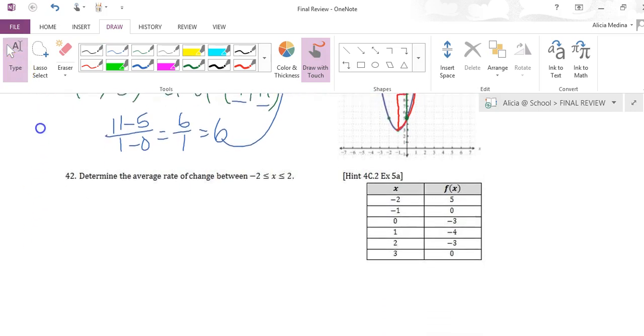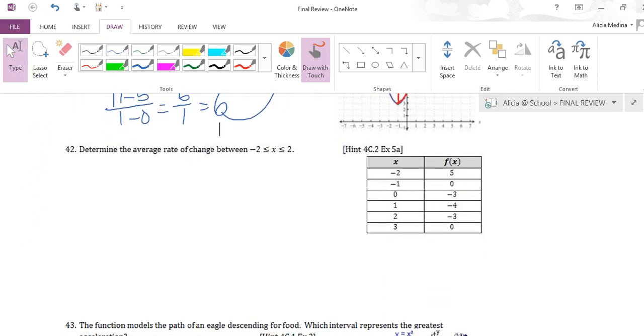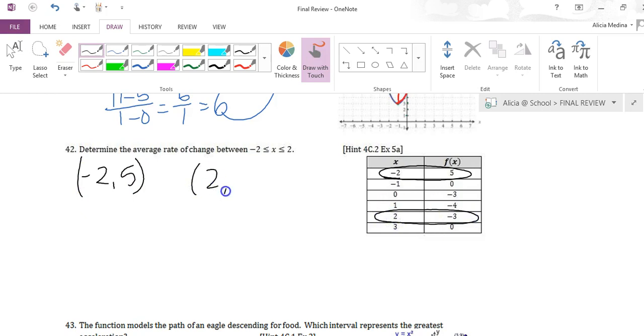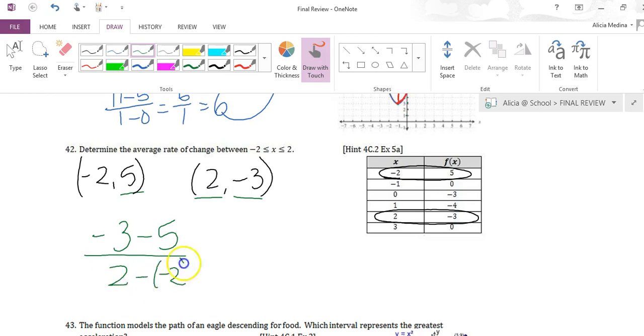All right, number 42, determine the average rate of change between -2 and 2. So again, these are the x values, and we have to figure out where our y's are. So at -2, I have a point here at 5. So that's 1 point. And then at +2, that is at -3. So 2, -3. So from here, we do our slope formula. So to find our average rate of change, we're going to take our y value and always subtract the other y value, all over this x value, 2 minus a -2.